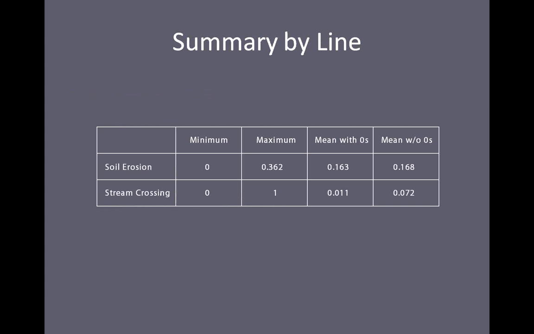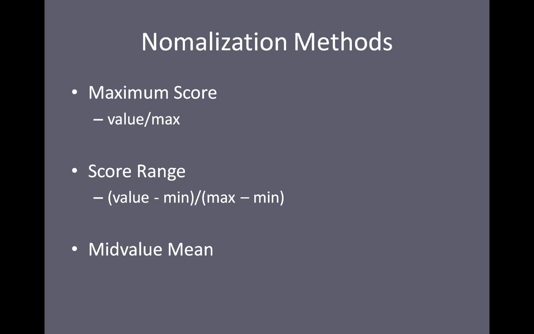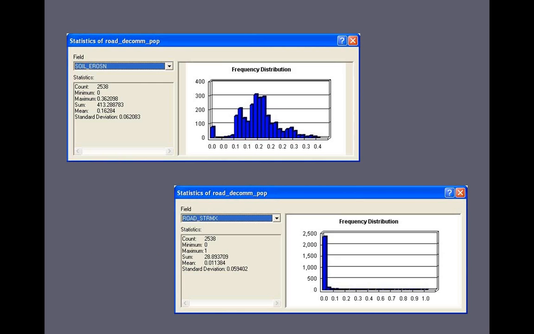So given our situation, though, with soil erosion, especially being the 0 to 3 with a maximum of 0.362, we elected to do an intermediary normalization, which I think I've already thought of a workaround to do. But because we have a 0 value anyway as our minimum, we applied a maximum score to both of these data sets.